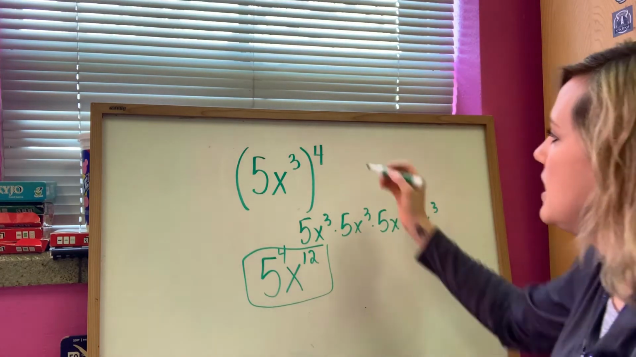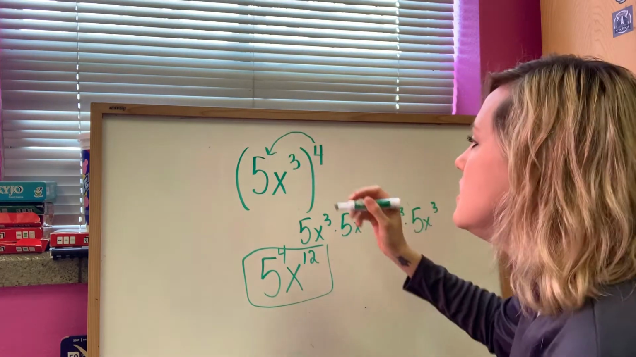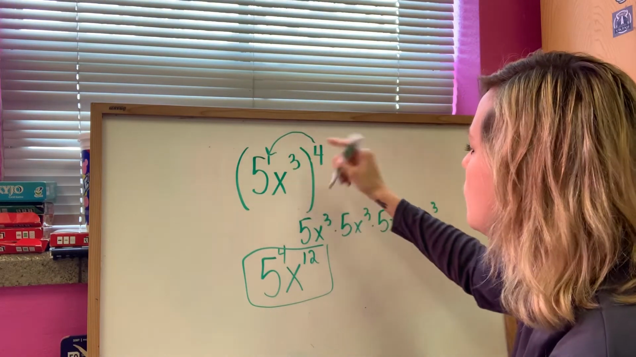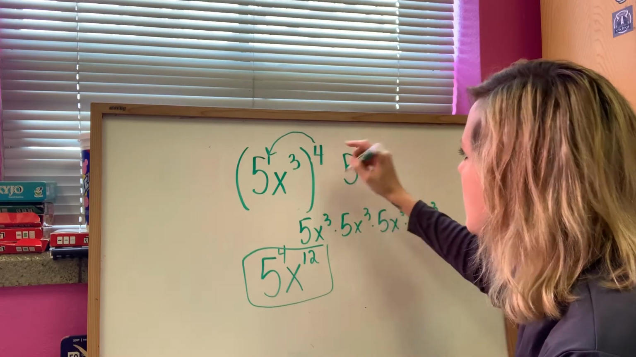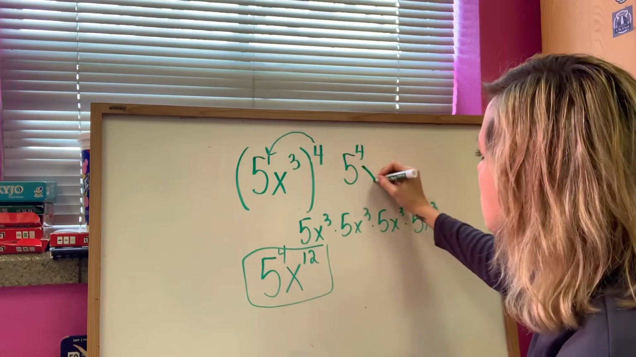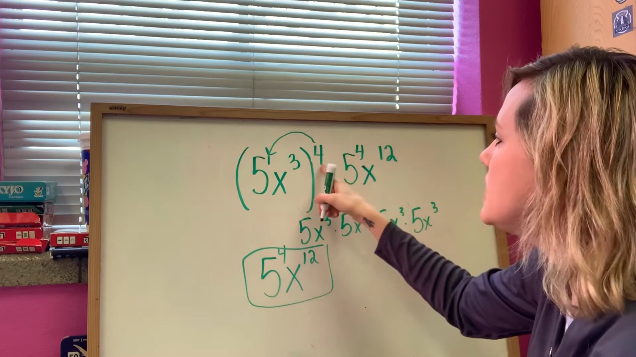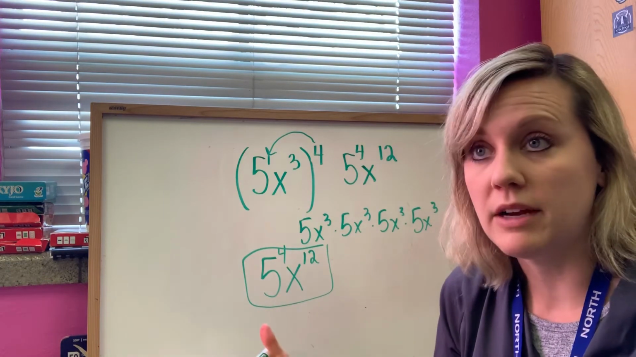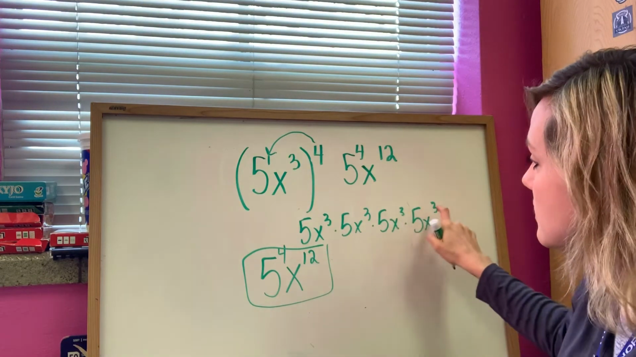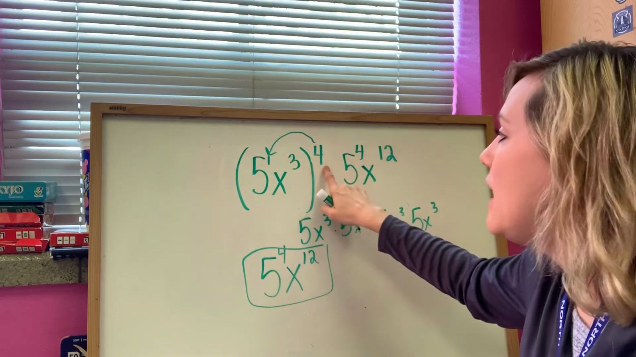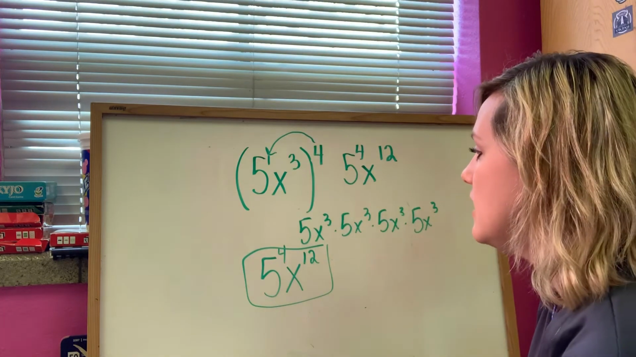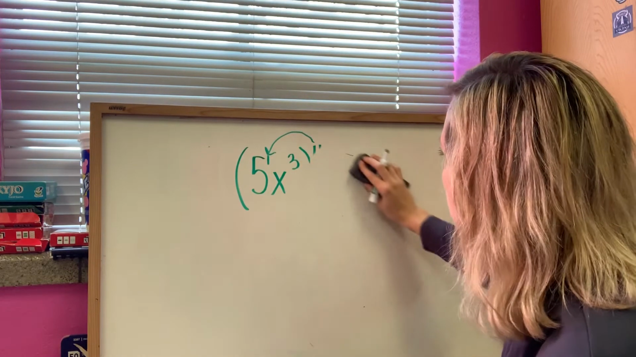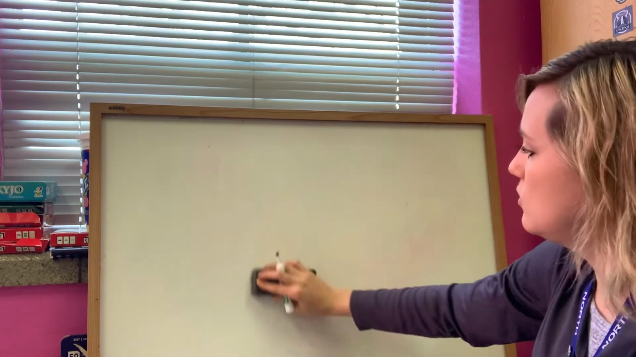Okay, and we would get the same thing if I distributed this 4 here, and there's secretly a 1 out in front of there. So 1 times 4 would give us 5 to the 4th power, and then 4 times 3 would give us 12. This is the only time when you actually multiply. Remember when we were doing the product rule, which is the multiplying rule, you actually add the exponents. But when you're doing power to a power, you multiply the exponents.